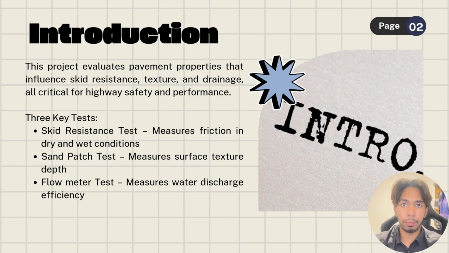This project evaluates the pavement properties that influence skid resistance, texture and drainage. All are critical for highway safety and performance. The first test is the skid resistance test. It measures the friction in dry and wet conditions. Second is the sand patch test, to measure the surface texture. And lastly, the outflow meter is to measure the water discharge efficiency.